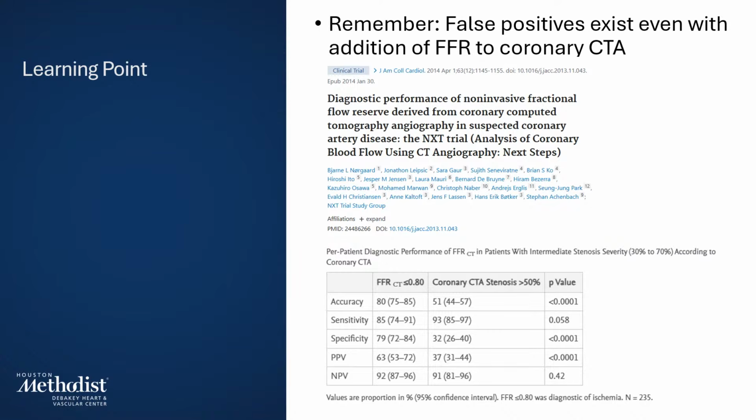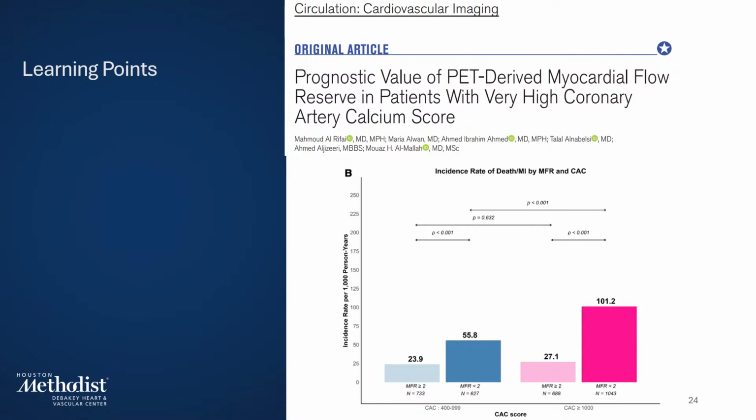And the second thing I wanted to highlight from this case is the importance of PET in patients with severely elevated calcium scores, not only in diagnosis, but also in prognostication. And this is from the work of Dr. Arifai and Dr. Almalla. They took patients with severely elevated calcium scores and divided them into those between 400 and 999 and those with more than 1,000. And they stratified them based on the MFR, whether it was less or greater than 2. In both groups, when the MFR was greater than 2, the incidence of death or MI was much less as compared to when the MFR was less than 2. And this effect was even more amplified in patients with a calcium score of more than 1,000.